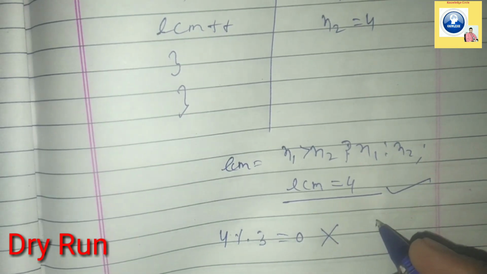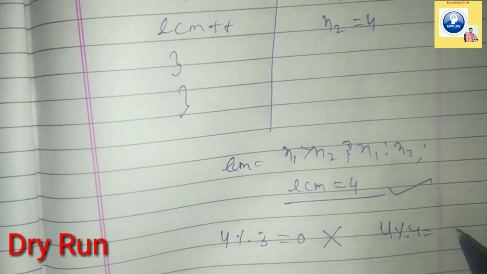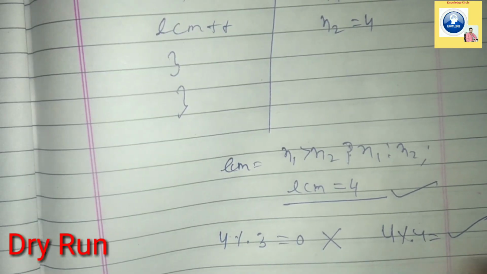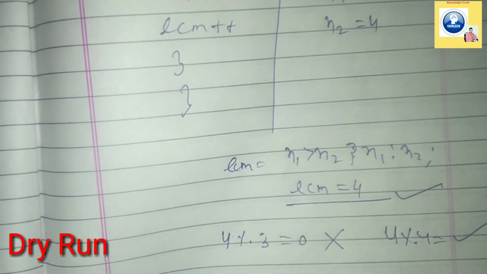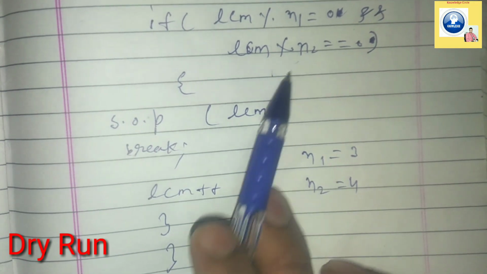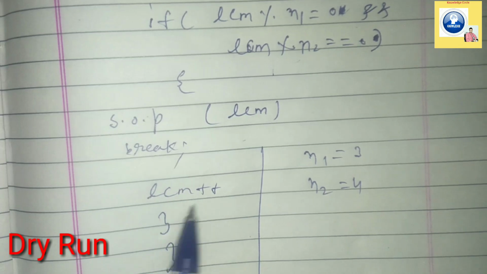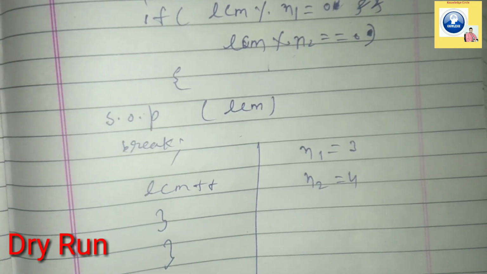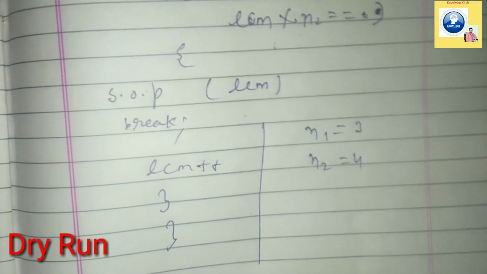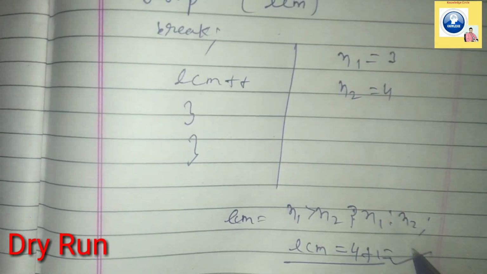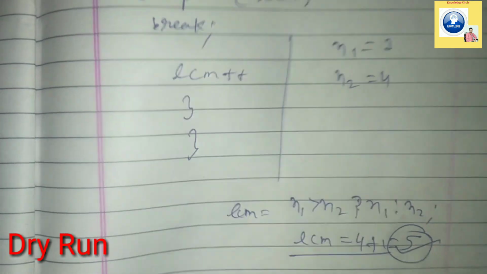Now the second one is true. 4 modulo 4 is true because there is no remainder, but the entire condition is not true because it is the combination of two conditions. So what will happen here? If this condition is not true, then this statement will not be printed and the break will also not be used. Now LCM plus plus means the value of the LCM will be increased. The new value of the LCM will become 5, because previously it was 4.